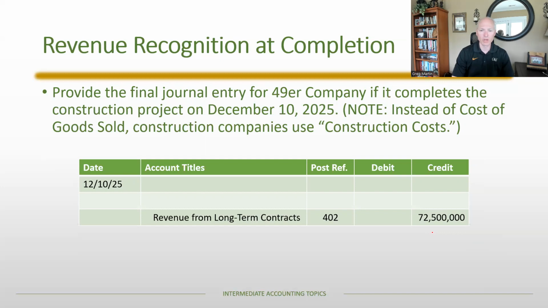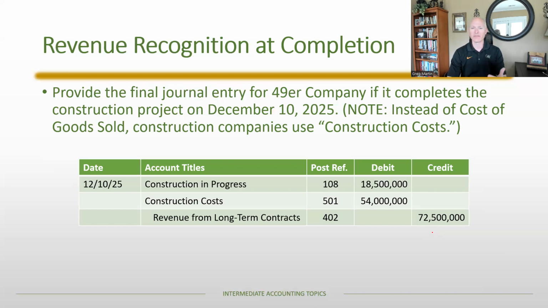All right, so revenue from long-term contracts, 402, it's a revenue account. The total amount that we had a right to receive was 72.5 million. So for 49er Company, that's the revenue they would record. The construction costs accumulate all those costs throughout the contract, and now we're going to expense it. So we're matching our expense, which is construction costs, to the revenue, which is our revenue from long-term contracts. And notice, of course, there's a difference. That difference does get thrown into the CIP account.